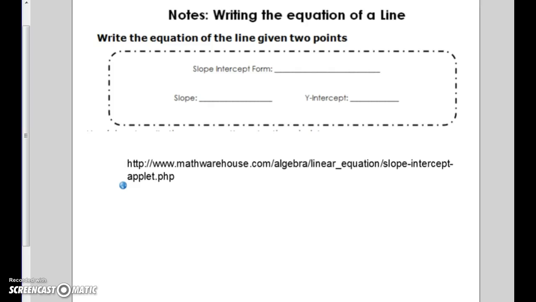Okay, so we're going to start talking about equations of lines when they give you 2 points. So the slope-intercept form, what's the slope-intercept form? Y equals mx plus b. Which one is the slope? M, very good. Which one's the y-intercept? B. Okay, so that's just a refresher. We're going to refer back to it.